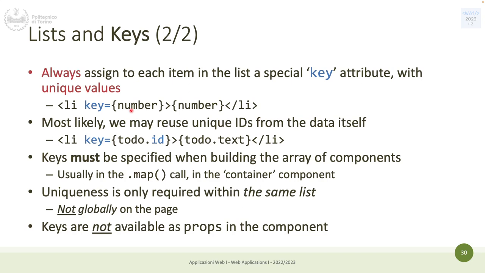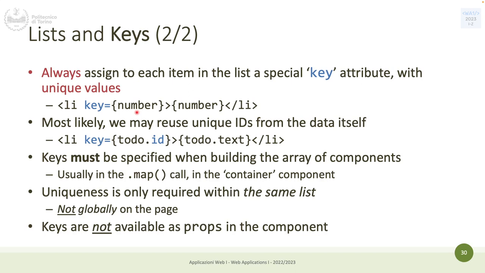You don't have access in the code to that key. You specify the key, like key equal, but you don't have access to it in the children. It's just used for React's purposes. It doesn't have a usage in your own code. You cannot even access it. It's not passed to children like props. It's just used by React.